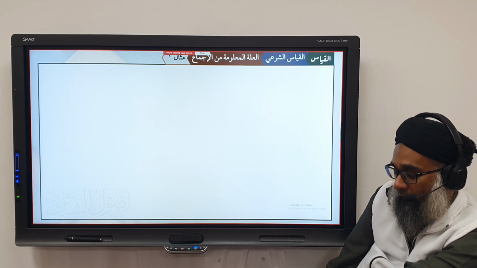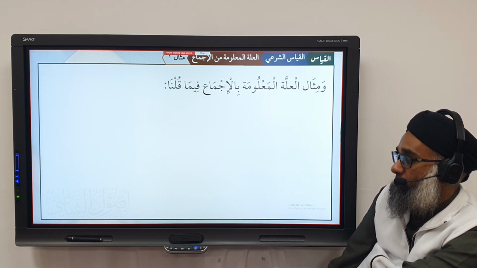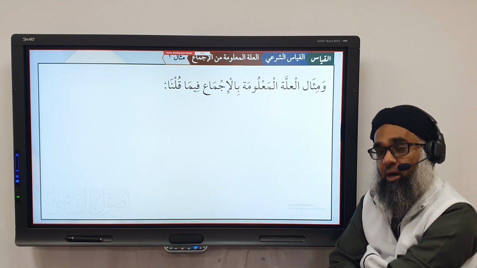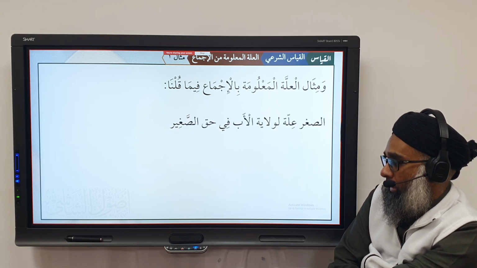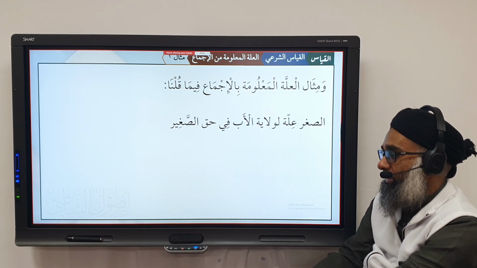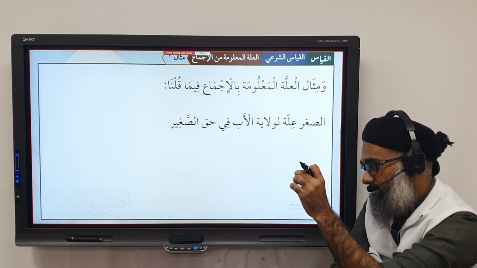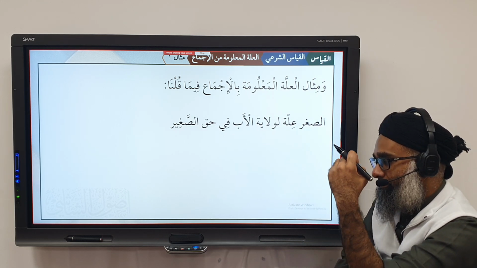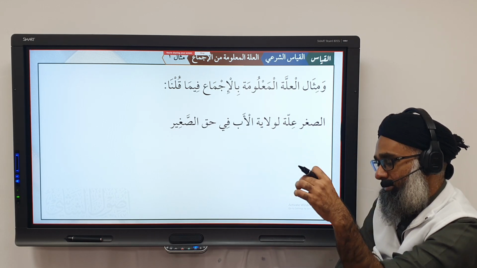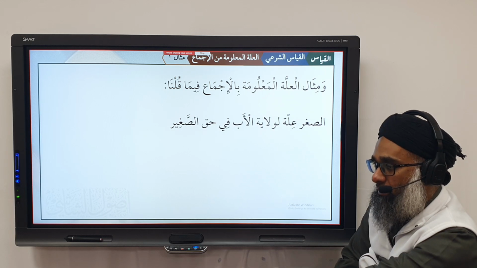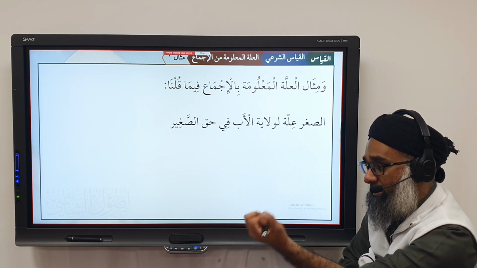Now we're going on to examples where the illah is known from the ijma'. ومثال العلة المعلومة بالإجماع فيما قلنا: الصغر إلة لولاية الأب في حق الصغير. That the father has wilaya over the child. Because obviously, who's going to transact for the child? Money, somebody gives them a gift, look after the money, spend their money.